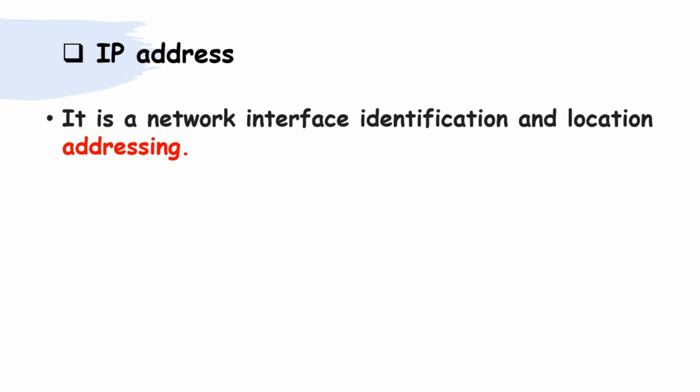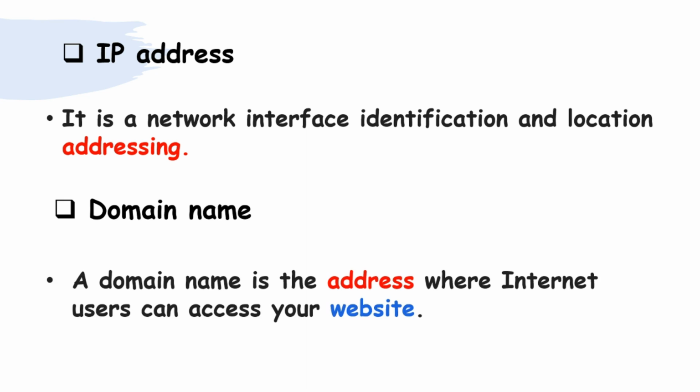Let's move to the next one. Domain name. A domain name is also the same as the IP address. A domain name is also an address. So, a domain name is the address where internet users can access your website. Now, our school also has a website, Vidura College, Colombo. That is our website. So, our website has an IP address and also a domain name.